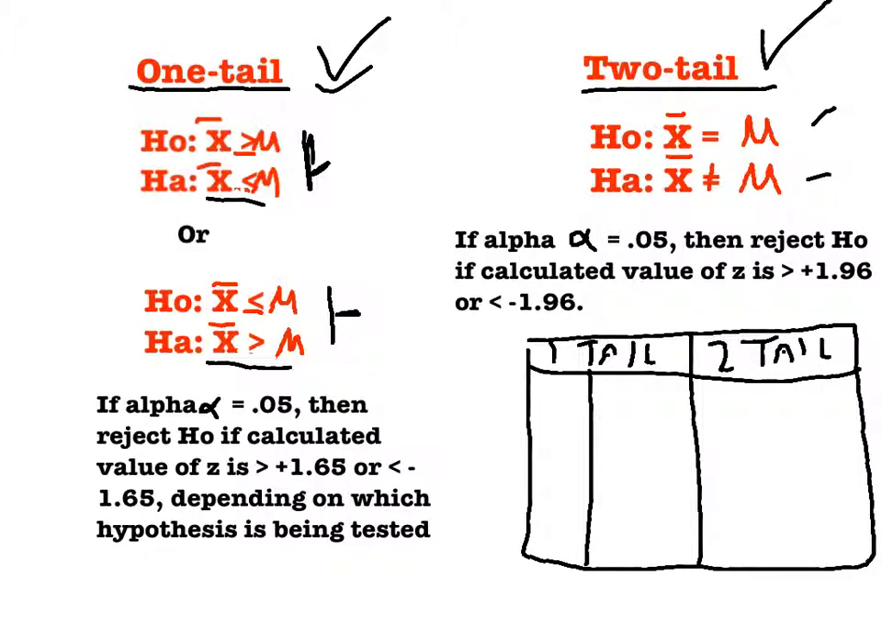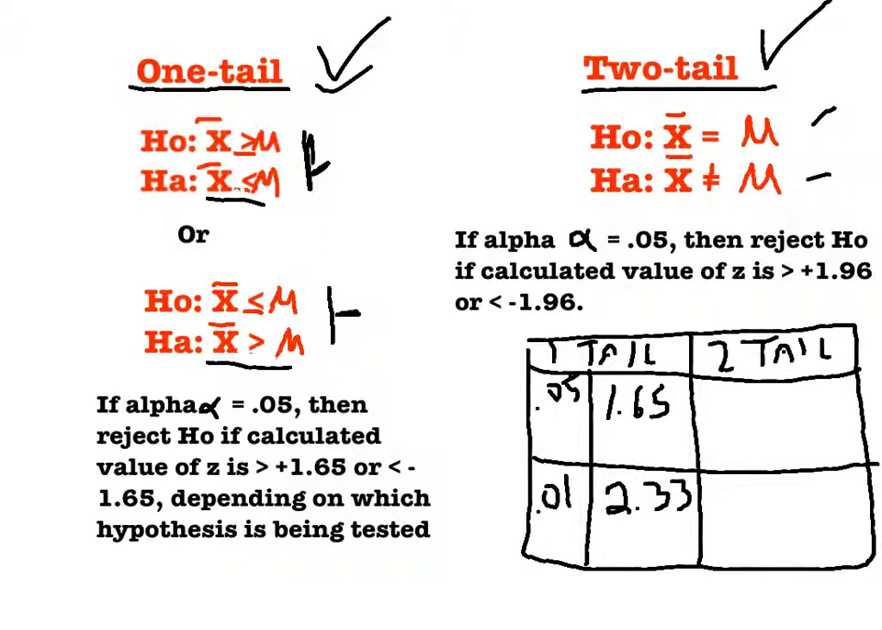And then we had 0.05 alpha level and 0.01. And if it's a one-tailed test, then the critical value is going to be 1.65. That's going to be either plus or minus 1.65. If it's 0.01, the critical value will be either plus or minus 2.33.